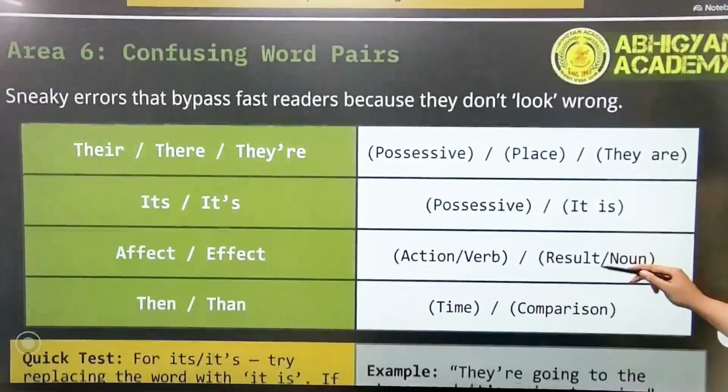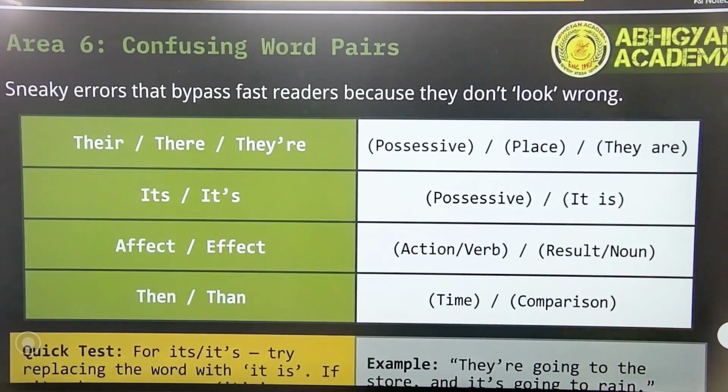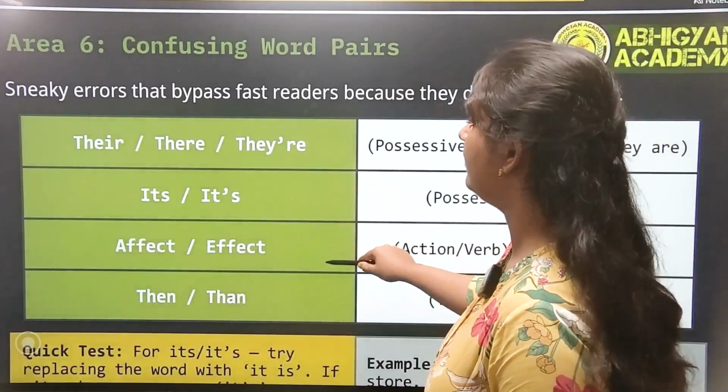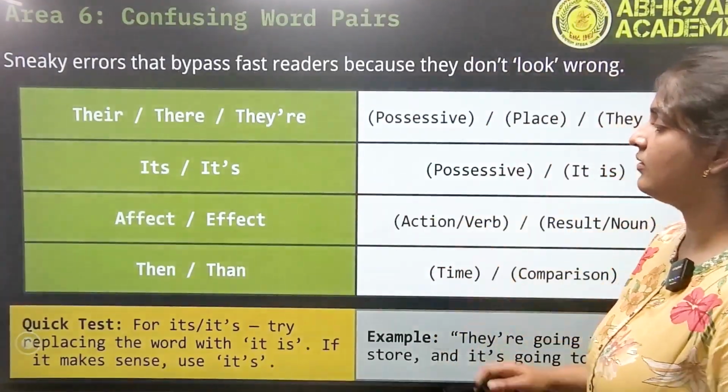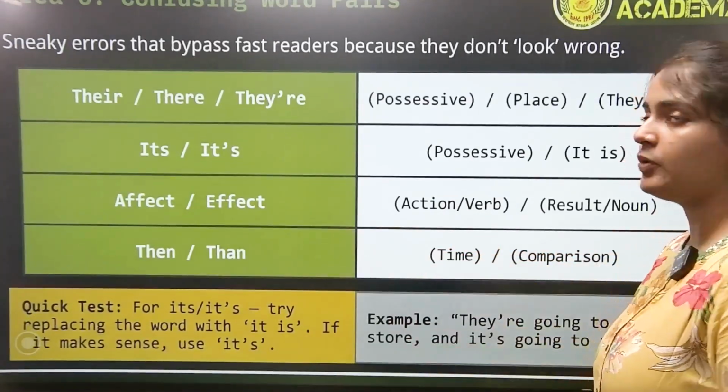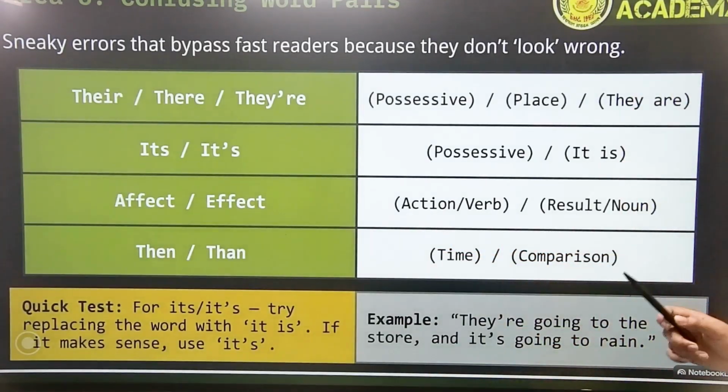Now, lastly, some word pairs are very confusing. All of them sound the same. There, their. It's and its. Affect and effect. Then and than. Now you have to be familiar with the difference between all of these.